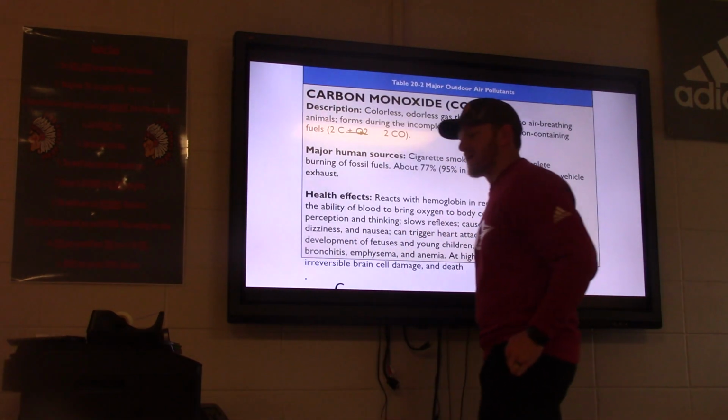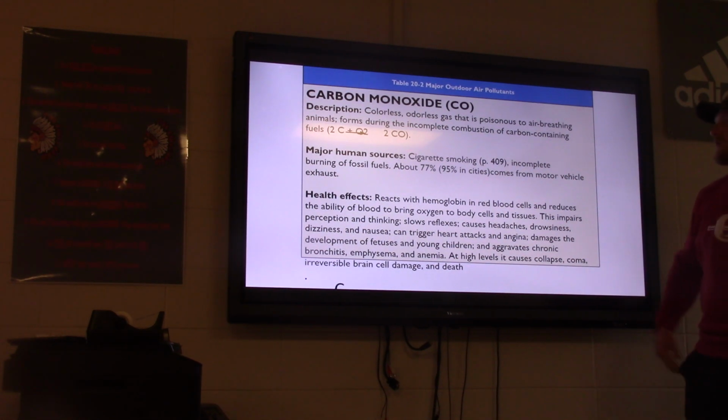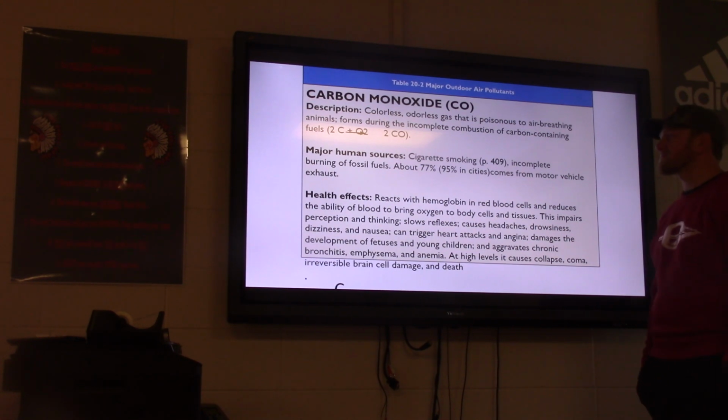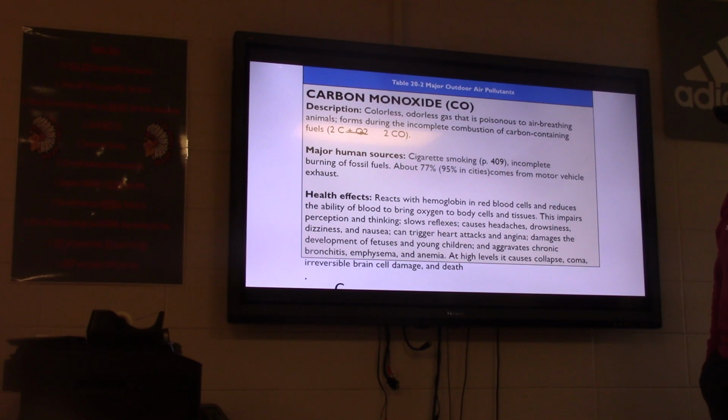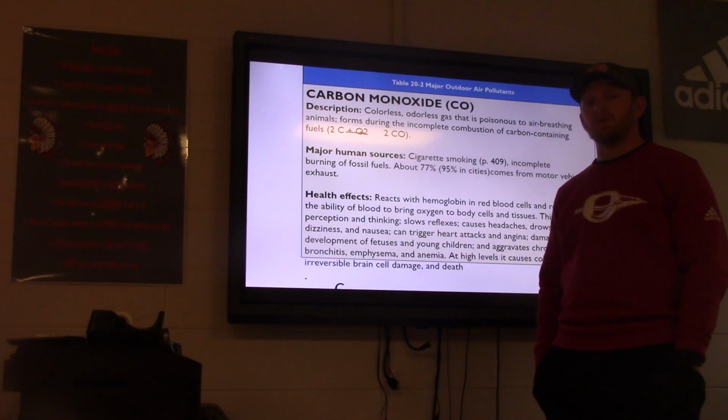The next one is carbon monoxide, CO. Biggest producer is our vehicles. You see too, one of the major human sources, cigarette smoking, incomplete burning of fossil fuels, which comes from when we burn gas, and 77% of this comes from our motor vehicles. It's colorless and odorless also. It is something that we know that we put off carbon dioxide. You're taking oxygen away, you get carbon monoxide.